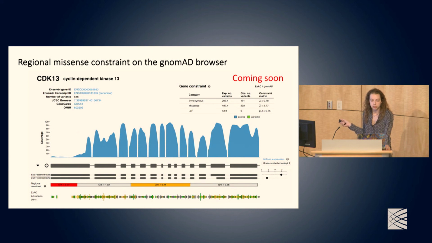The other thing that's coming soon is regional missense constraint on the ExAC site. So this is what it's going to look like here. This is CDK13, which has two regions of regional missense constraint. And so it shows you the amount of depletion. So this one only has 28% of expected, and this one has 7% of expected missense variation.